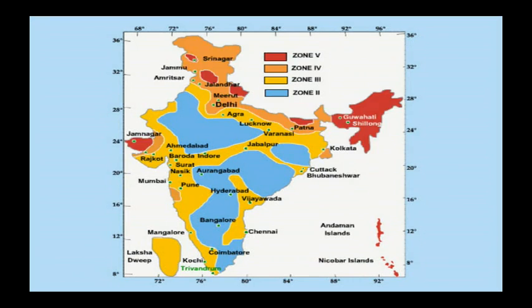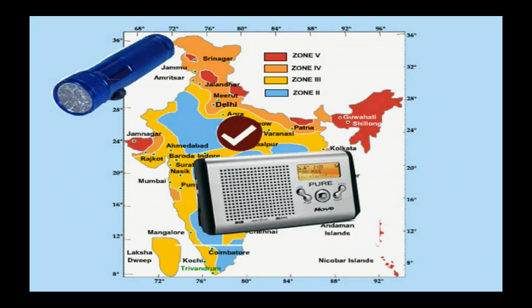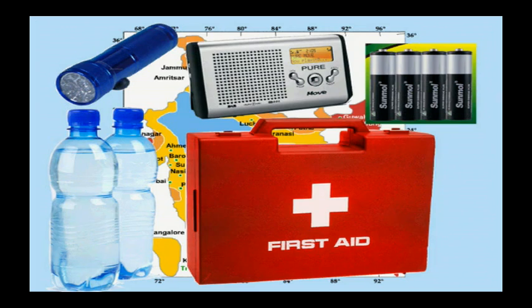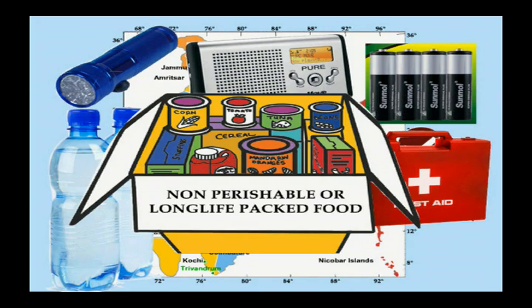People living in high vulnerability zones must prepare and keep a survival kit handy at all times to deal with earthquakes. The survival kit must contain a torchlight, portable wireless radio set, batteries, bottled water, first aid kit as advised by local doctor, non-perishable or long-life packed food.